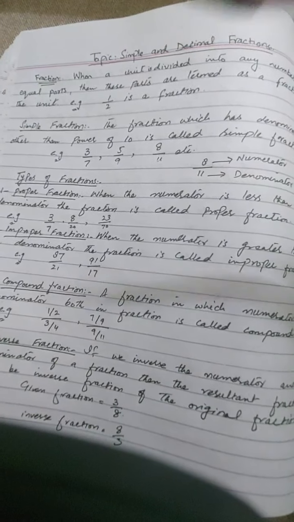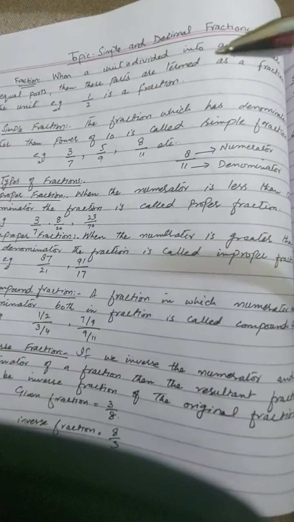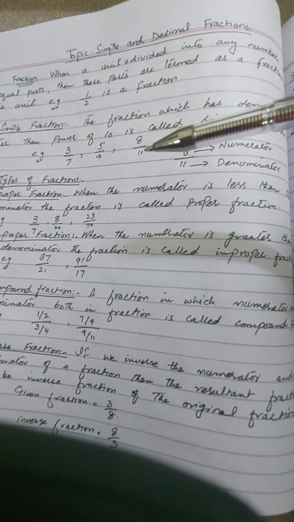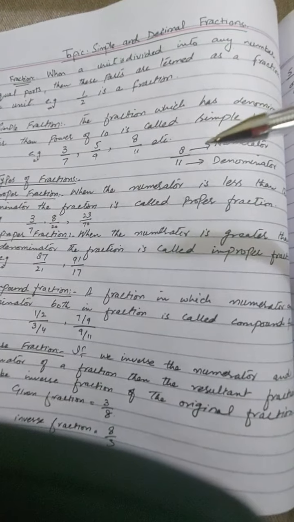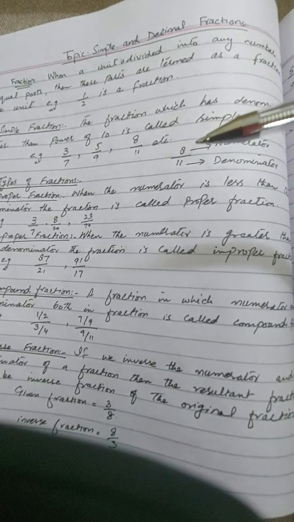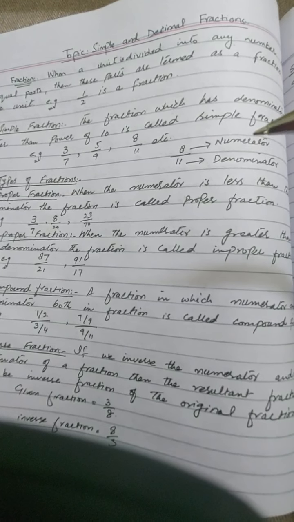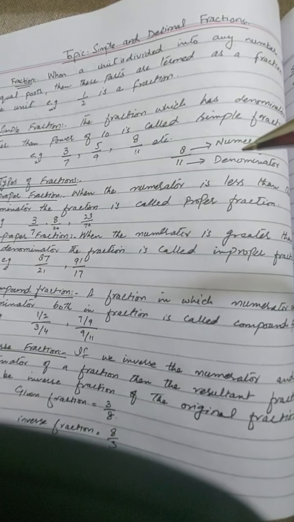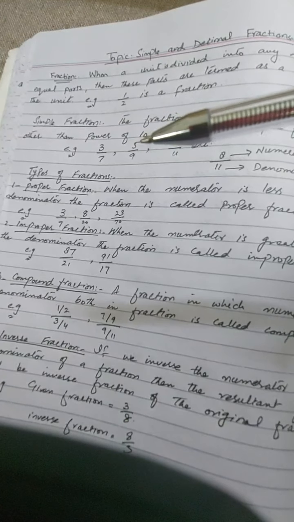Now the question arises, what is a simple fraction? A simple fraction is one which has a denominator other than a power of 10. It means that अगर आपके denominator में power of 10 नहीं है, other than 10 है, then it will be known as your simple fraction, right? And if we write a fraction 8 by 11, then 8 will be considered your numerator and 11 will be known as your denominator, because the numerator is the upper part of the fraction and the denominator is the lower part of the fraction.